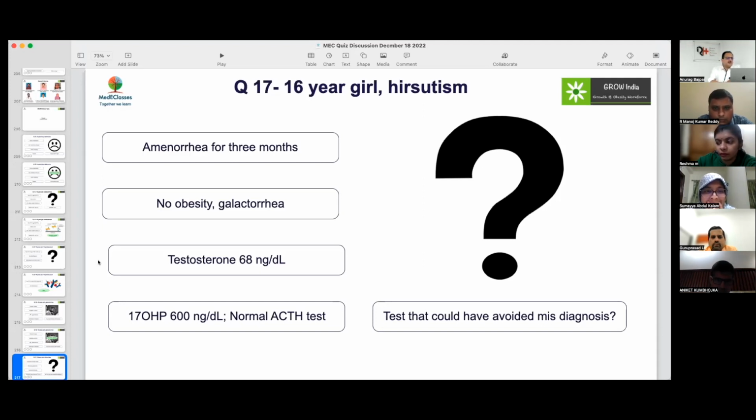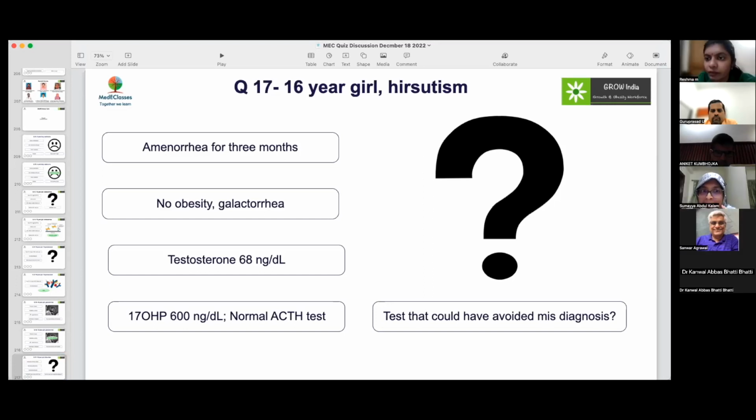Dr. Arun: Elevated progesterone can cause a falsely elevated 17-OHP. Yes, this is a very, very right answer. Usually we want to do 17-OHP in the follicular phase. But if you do it in somebody who is amenorrheic, you don't know whether they are going to ovulate or not, so you do a progesterone.